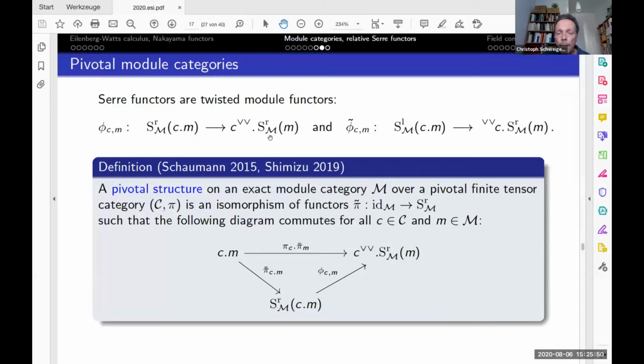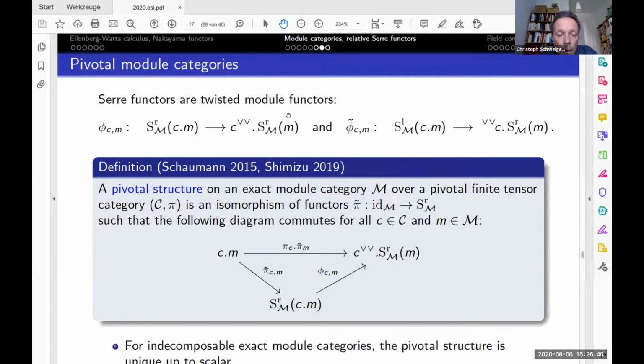That's something that probably anybody who has seen some advanced course on algebraic geometry has come across. So what do we mean here? Well, if we want to trivialize, we want to say the Serre functor is the identity functor, but it's a twisted module functor, and the identity functor is not a twisted module functor. So this only makes sense if we can trivialize the bidual. And this is what one calls a pivotal tensor category, in which an object and its bidual can be identified, and that's structure. And then a trivialization of the Serre functor is called the pivotal structure. That's essentially trivializing the Serre functor as a twisted module functor relative to the pivotal structure of the monoidal category.